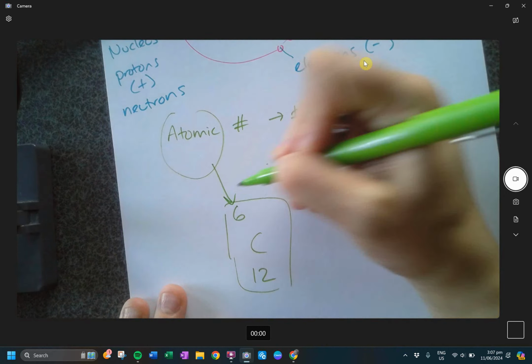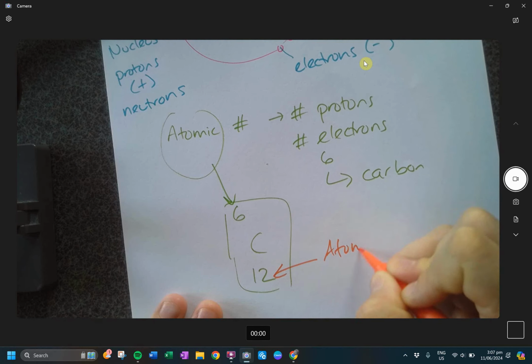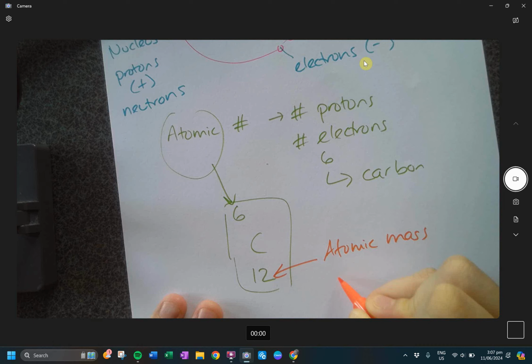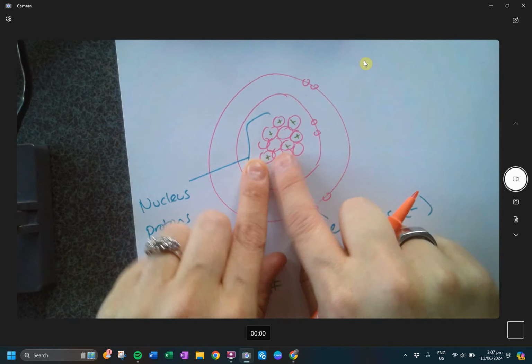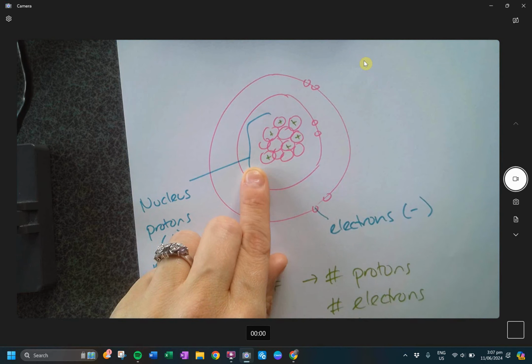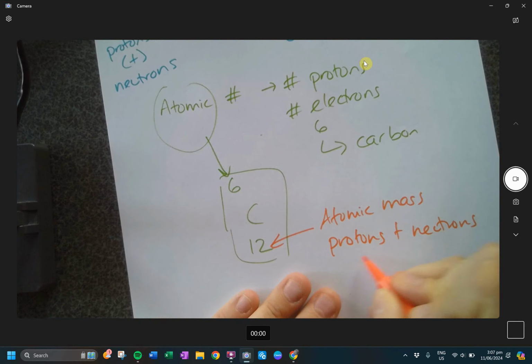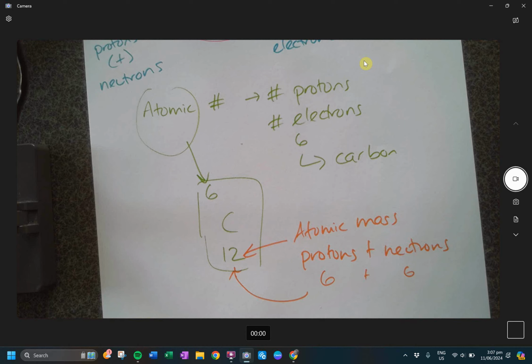So atomic number is referring to that one. Okay? When we talk about atomic mass, it is that one. And that's protons plus neutrons. Okay? In this example, I have 6 protons, and I also have 1, 2, 3, 4, 5, 6 neutrons. So 6 plus 6, that's what's giving me the 12. Oh, clever, clever.